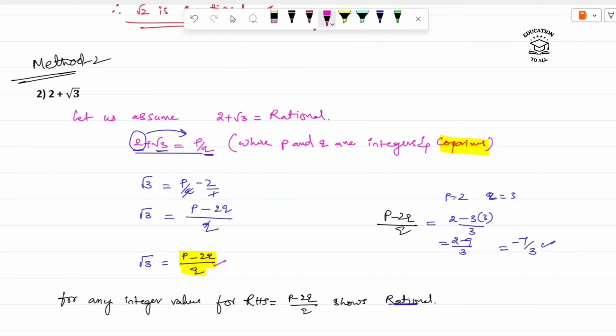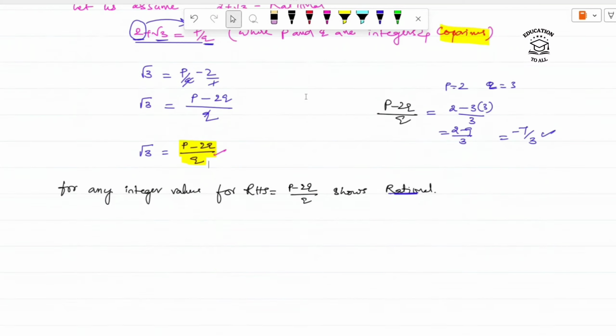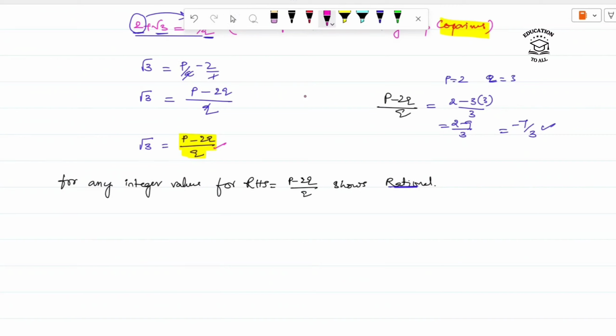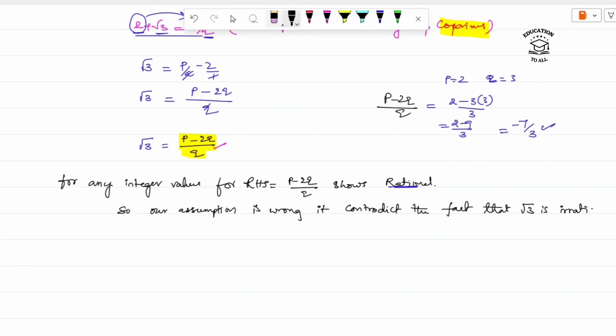Then can I say this rational is equal to irrational? Absolutely not. So our assumption is wrong. It contradicts the fact. That is only what you should write as a statement. So our assumption is wrong. It contradicts the fact that root 3 is irrational. But actually we know what?